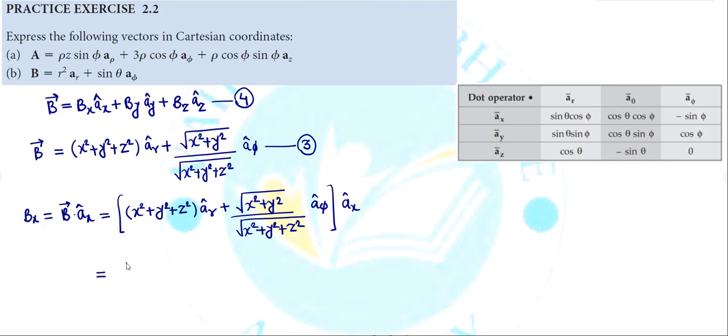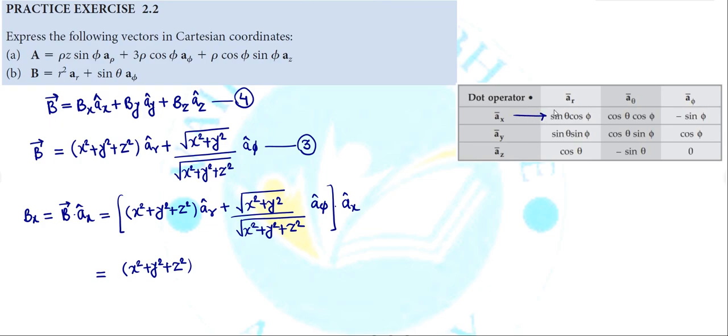So that will be what now? x square plus y square plus z square. It will be as it is. Now the dot product in between that AR and AX over here. So dot product in between that AR and AX.